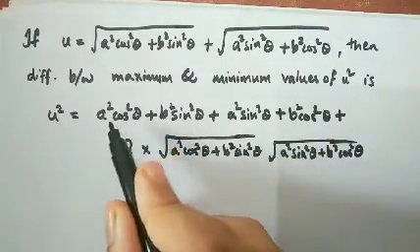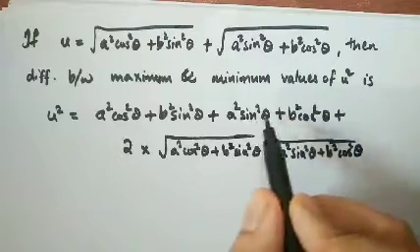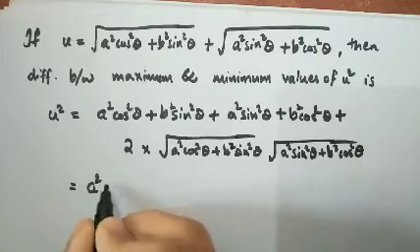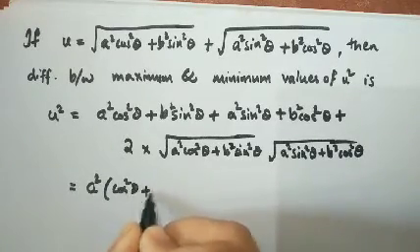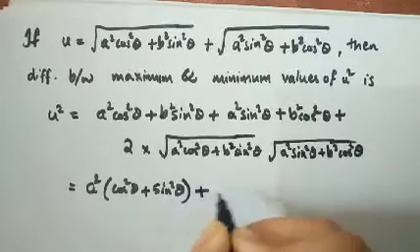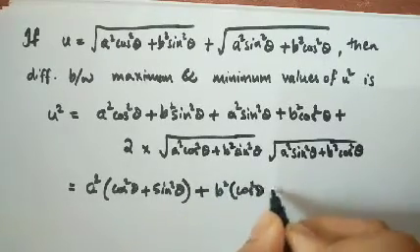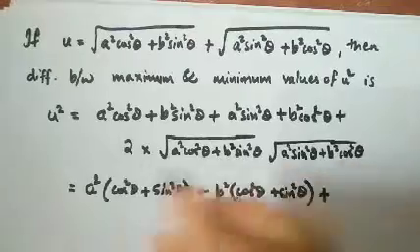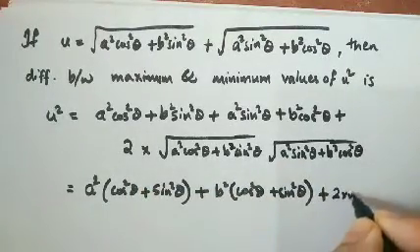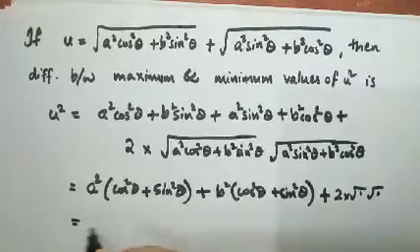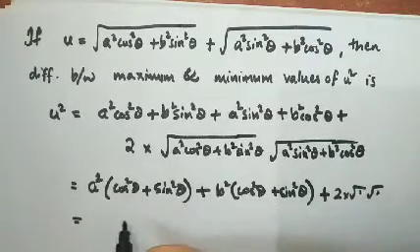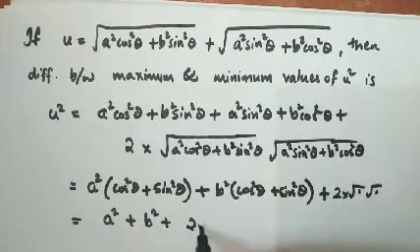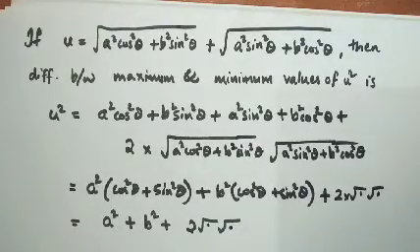Here we see a square cos square theta and a square sin square theta. We know that cos square theta plus sin square theta is 1. So when I collect, it is a square into cos square theta plus sin square theta, plus similarly b square into cos square theta plus sin square theta, and plus the remaining multiplication term, 2 into root something into root something. So this will become a square plus b square plus 2 root of this term.